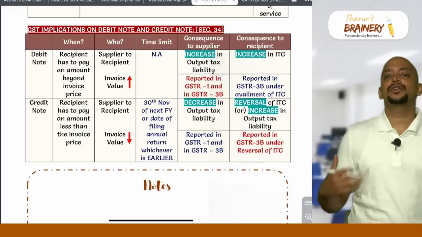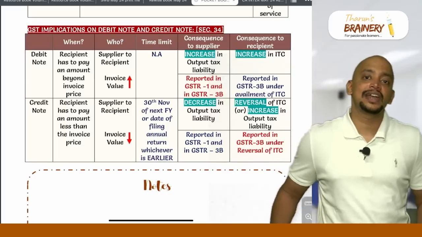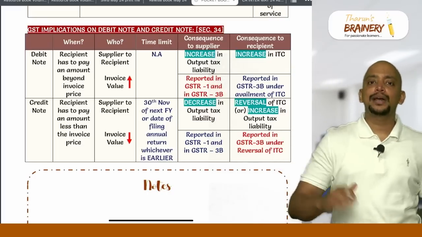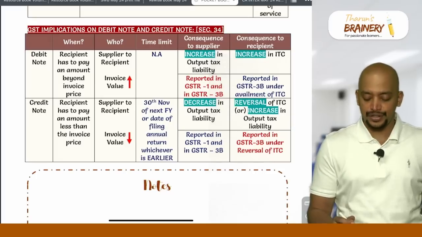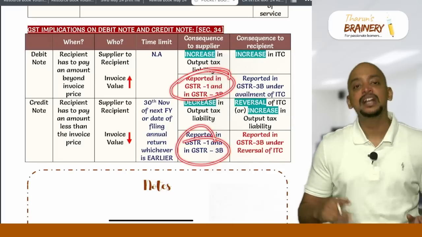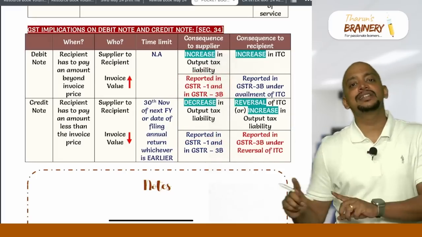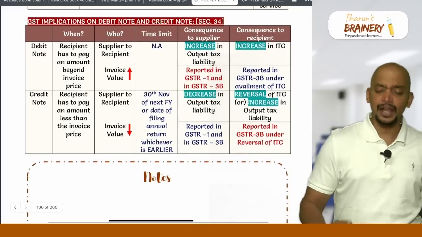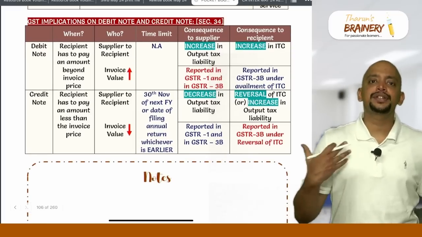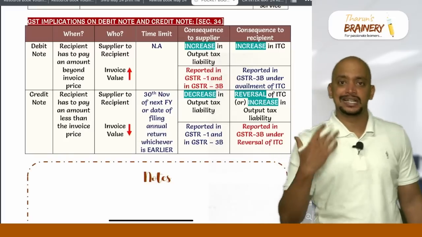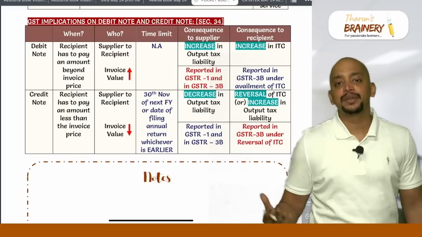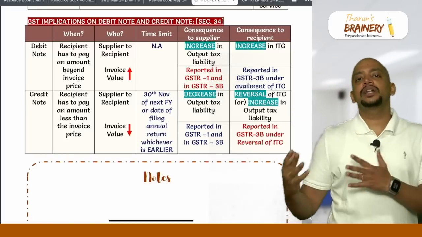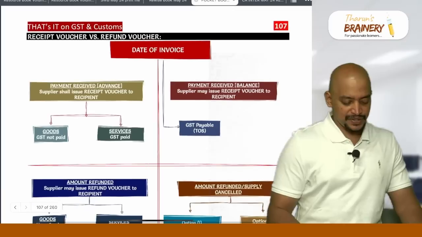Suppose the recipient doesn't have that much balance in ITC, then his liability will increase. The supplier has to report the debit notes and credit notes in GSTR1 and GSTR3B, whereas the recipient has to just reverse the ITC or avail the ITC in his GSTR3B. And whatever data of debit notes and credit notes is furnished by the supplier in GSTR1 will be reflected to the recipient in GSTR2B, and accordingly the recipient can take the adjustments related to this.